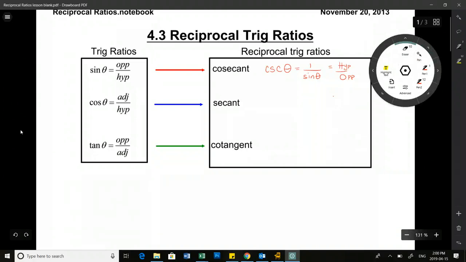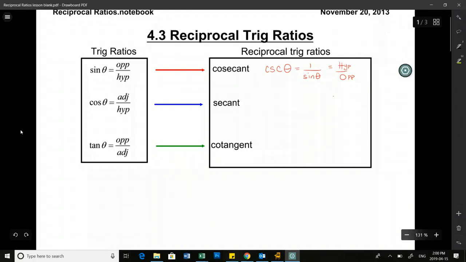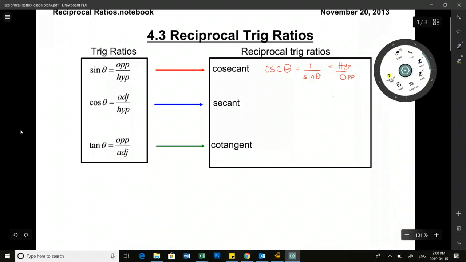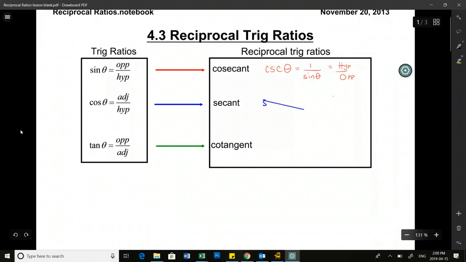The inverse is like the opposite of the function, whereas the reciprocal is just the flip of the function. It's just the function, but upside down. Okay, so cosecant and sine are reciprocals of one another. Secant, abbreviated SEC, is equal to the reciprocal of cosine, and that means it is equal to hypotenuse over adjacent.